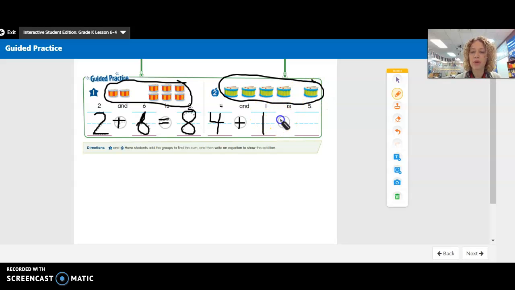All right, how many all together? So we want to know how many all together. So we wanted to put that equal sign. 1, 2, 3, 4, and 5. Okay, so we're going to make a 5 here. So our equation is 4 plus 1 equals 5.